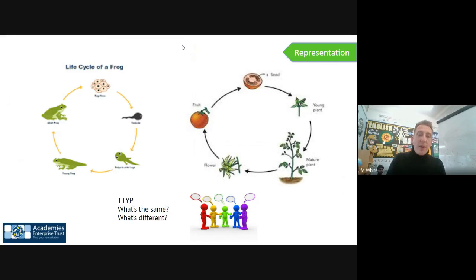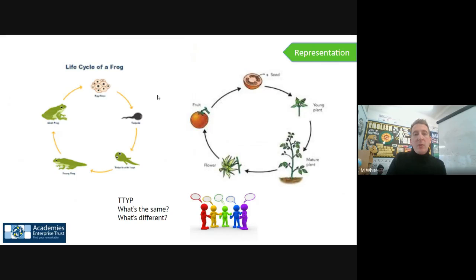So what I want you to think about first of all, and again, you can put this into a Google Doc, you could record yourself in a video, or you could just send your thoughts or research over to your teachers, is what's the same and what's different about these two different life cycles. So the life cycle of a frog and the life cycle of a tomato plant, what's the same and what's different? And all I want you to do is just jot those things down, or just if you want to do some of your own research, find those things out and then send them over to your teachers.